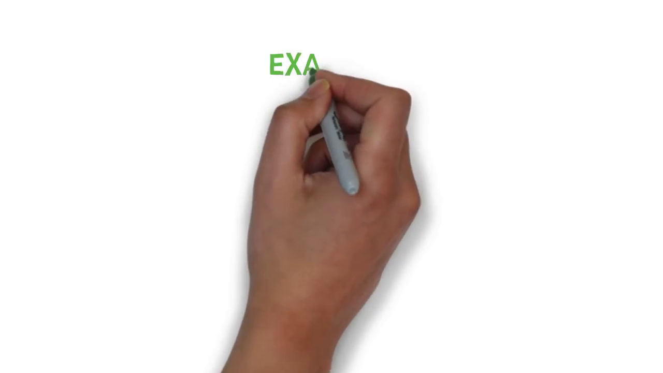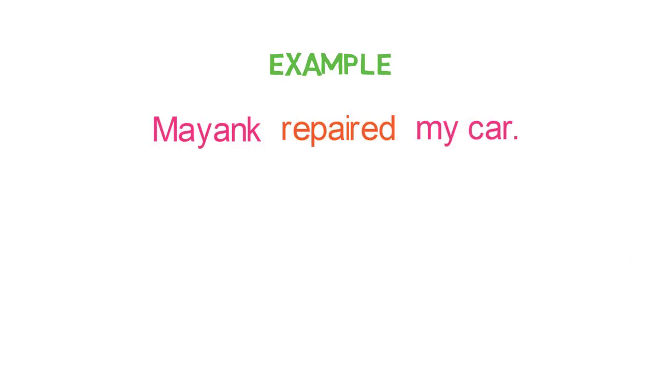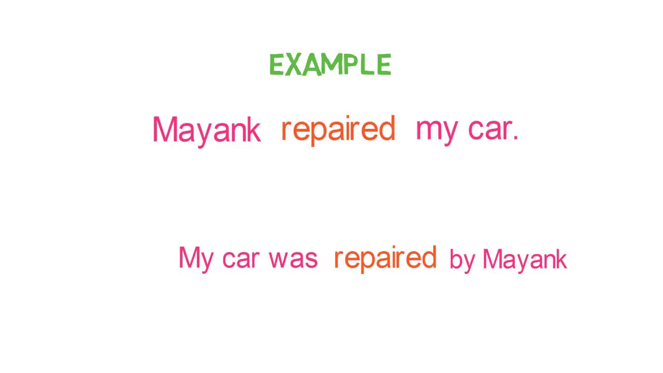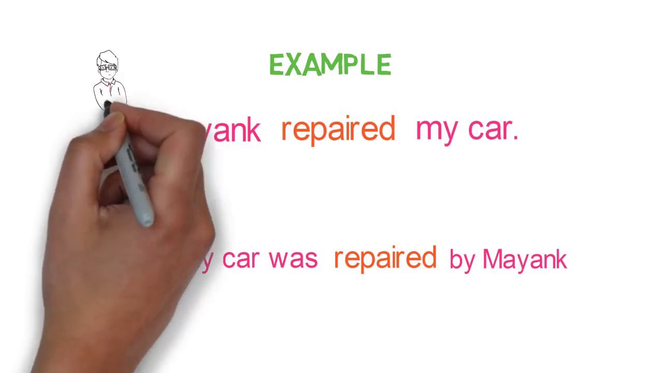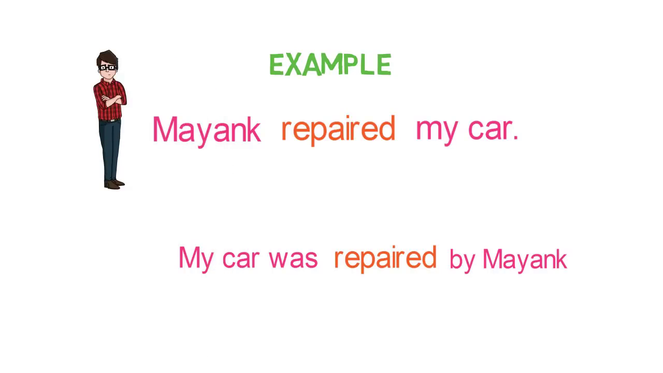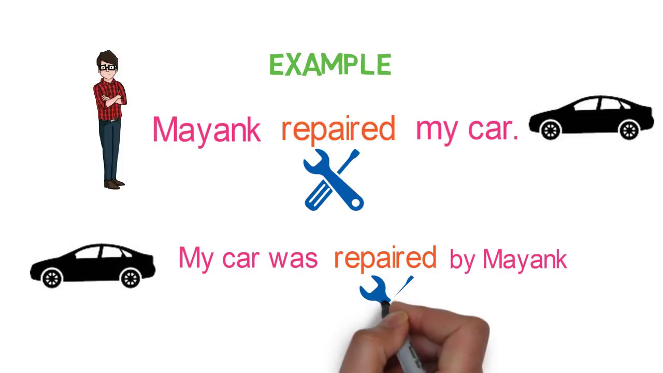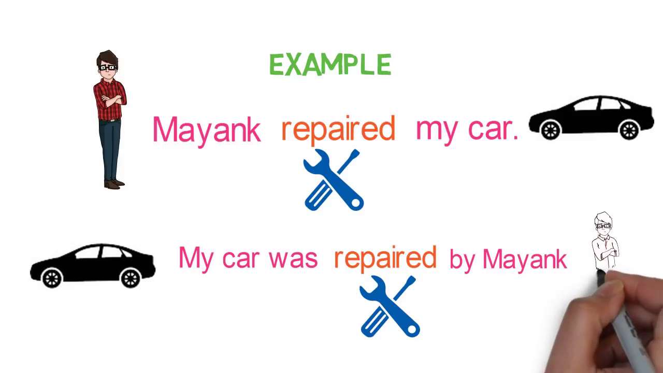Let's see an example here to make things clear. Active voice: Mayank repaired my car. The same sentence in passive voice is: my car was repaired by Mayank. Both the sentences are the same in meaning, but the context changes. In the first sentence, subject Mayank is given more importance and we get to know that he is the person who is performing the repair activity on the car, which is an object. In the second sentence, we are giving more importance to the object car and the action performed by the subject rather than the subject itself.